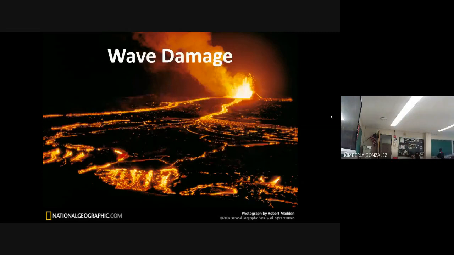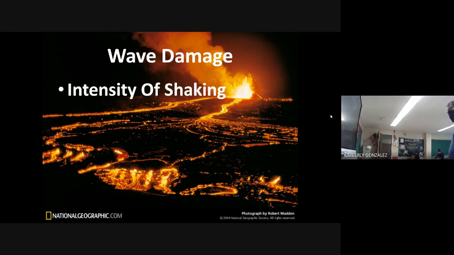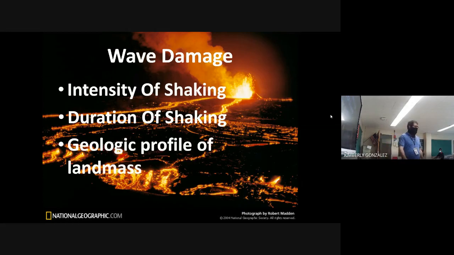All right. What do we care about? When we look at earthquakes, we want to see what they do. How do they create damage? Okay? Well, earthquake waves cause damage by how strong they shake, how long they shake, and what the ground is underneath them while they shake.